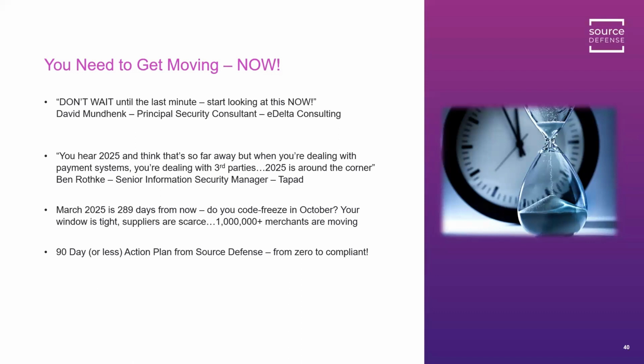In fact, I think if I did this right, March 1st, 2025 is 289 days from now. I just asked my phone this morning, so I may be wrong about that, but that's not very far from now. And if you do a code freeze in October, you effectively lose 90 days of that window to get moving.